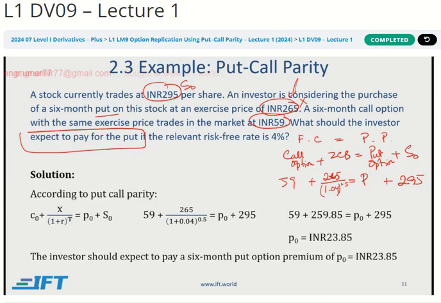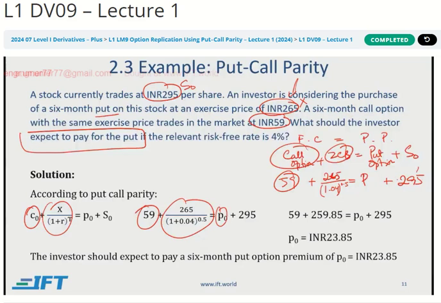And that is what is there in the solution, that they've put the call option as 59. As you can see, they've put the zero coupon bond as X over 1.04 to the power 0.5. P is what they are solving for, and the stock price is 295, and then they've solved for the put, and they've said that the option premium for the put option should not be more than 23 Indian rupees and 85 paise.